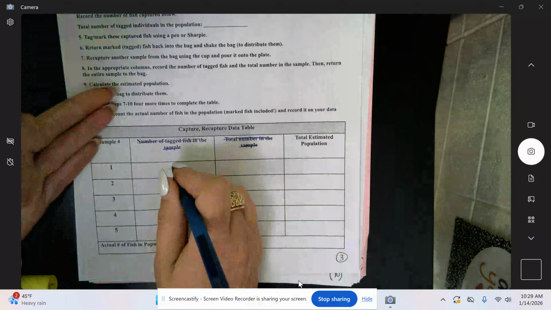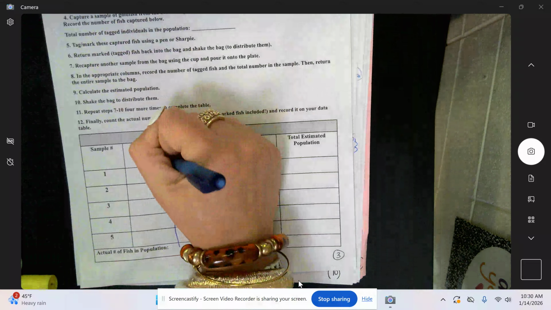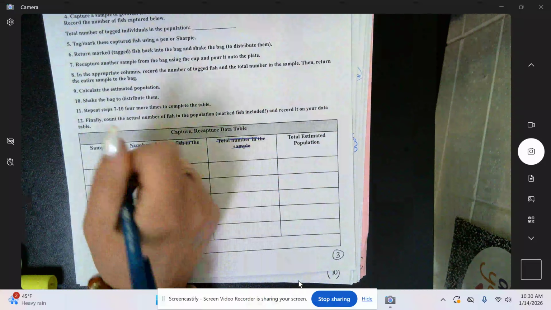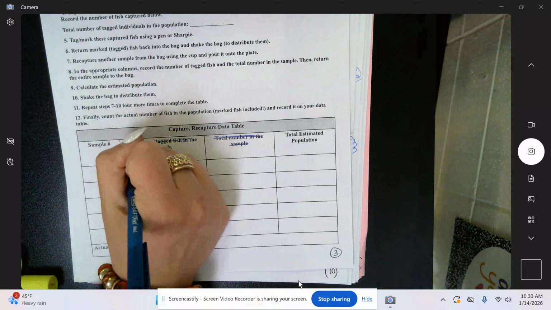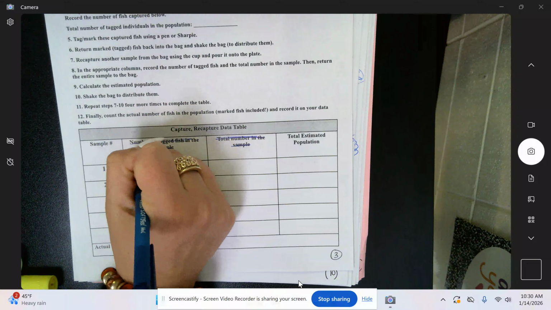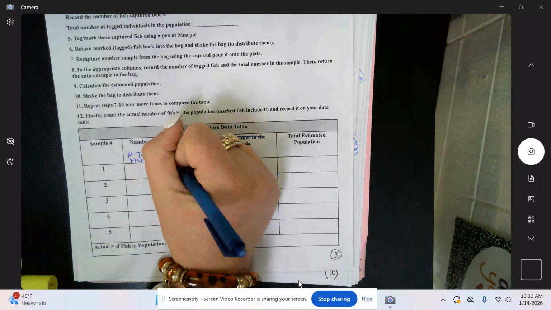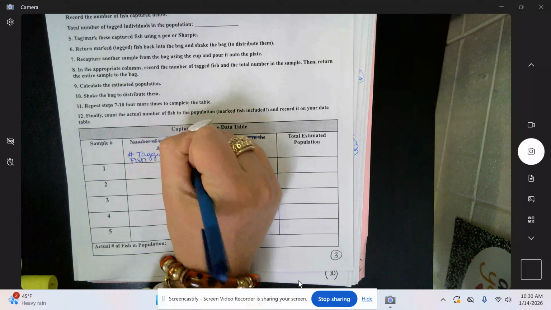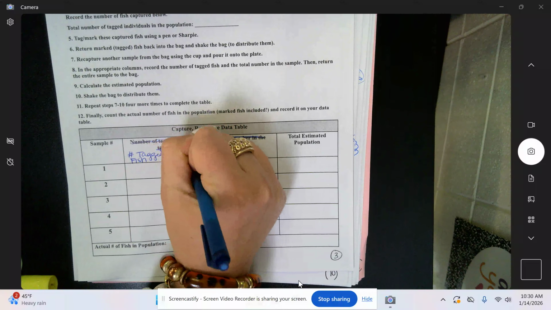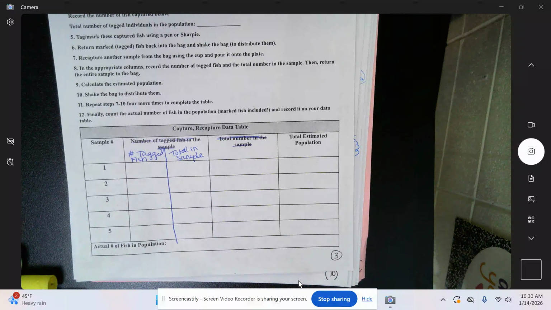Alright, we're going to divide this column into two columns. The left side is going to be the number of tagged fish, or you just put number tagged. And this is going to be the total in the sample. Number that are tagged, total that are in the sample.